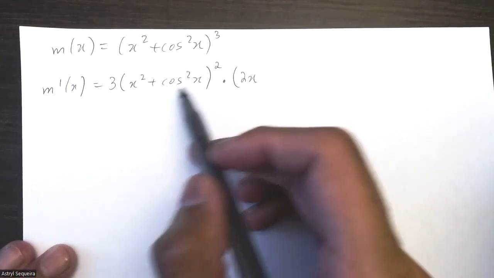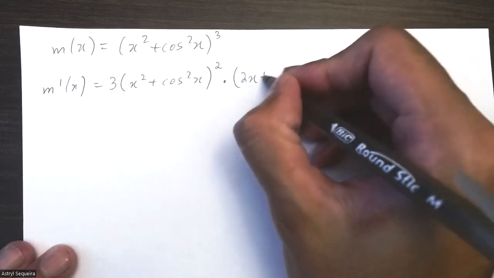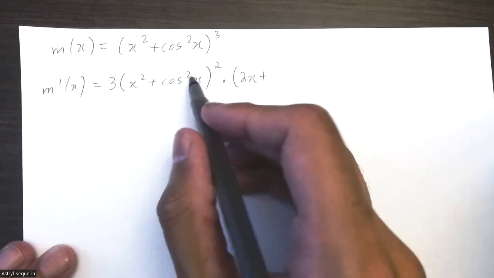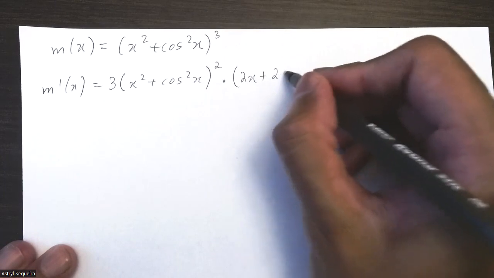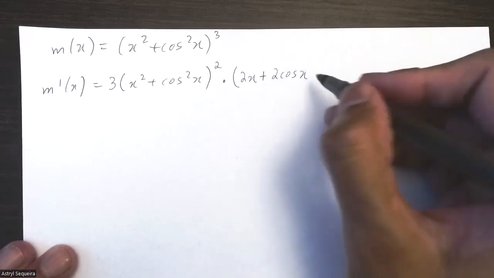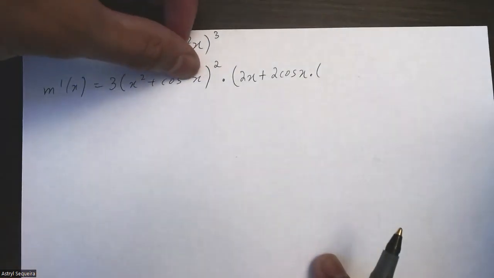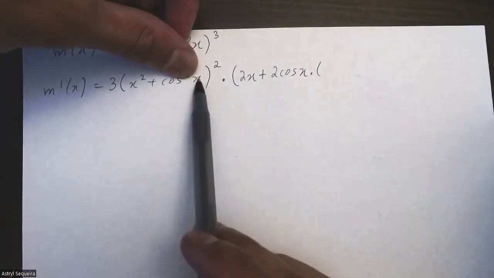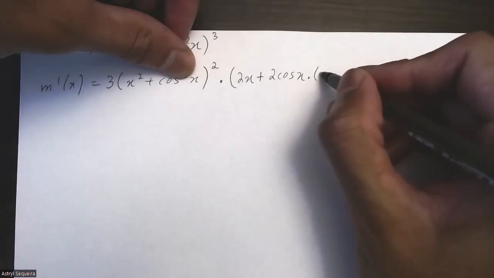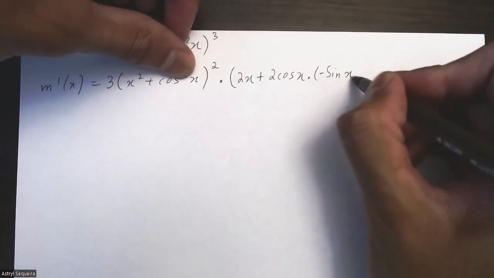Then over here, it's going to be another chain rule. I'm going to start by bringing my exponent down and subtracting 1 from the exponent. So that's 2 cos x. Then I'm going to multiply by the derivative of just the inside function, which is cos x. The derivative of cos x is negative sine x.